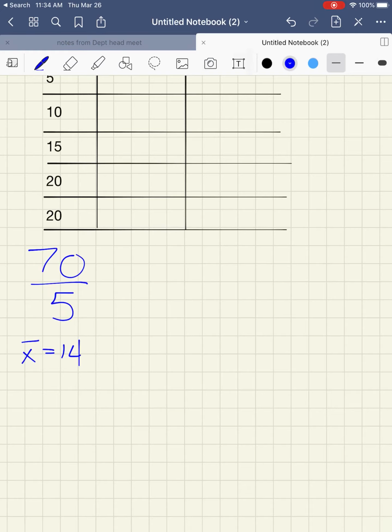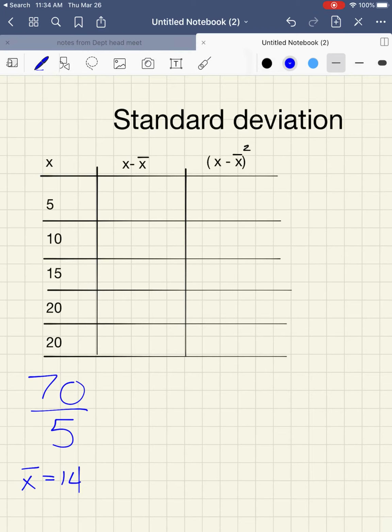Now once we have the mean, we can start finding the other components. So we have our next column, which is x minus x bar. We're going to take our x value and subtract our mean from that. So 5 minus 14 is negative 11. 10 minus 14 is negative 4. 15 minus 14 is 1. 20 minus 14 is 6. 20 minus 14 is 6.